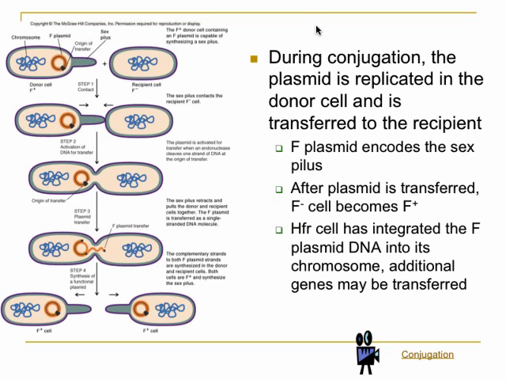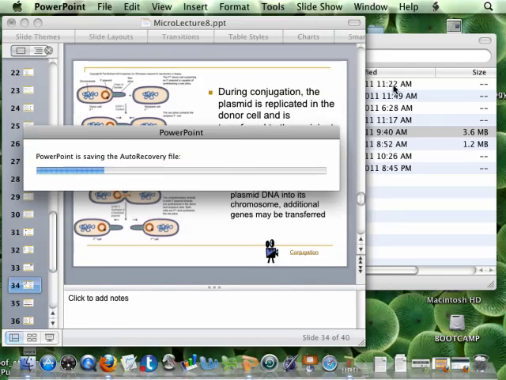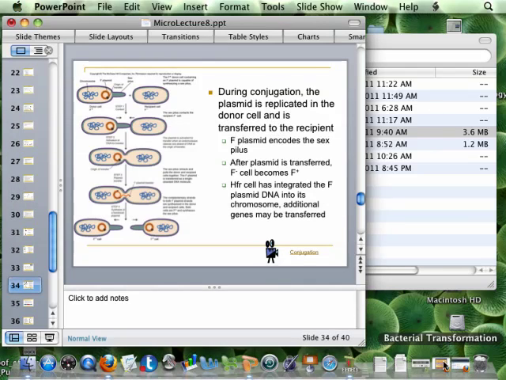There are some cases, in the case of high frequency recombination plasmids, where the plasmid DNA is actually incorporated into the recipient genome, into the chromosome. Okay, so let's take a moment to look at how this occurs.